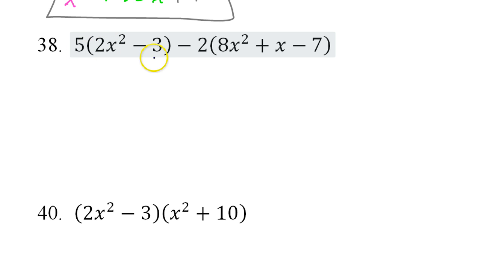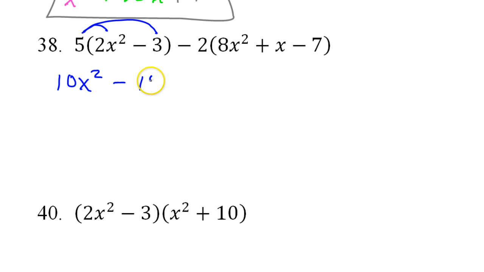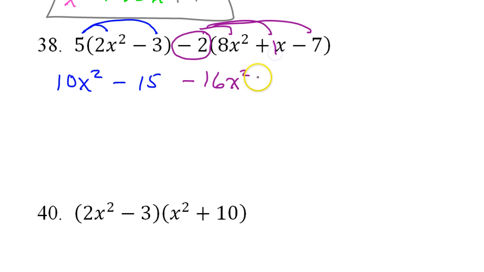When you have a number outside of parentheses, you're definitely going to want to do the distributive property. So 5 times 2 is 10, so I've got 10x squared, and then minus 15. Now when you distribute this 2, you need to look at it as a negative 2. Take the sign with it when you distribute. So that's going to be negative 16x squared, and negative 2 times 1 is negative 2, so that'll be negative 2x, and negative 2 times negative 7 is a positive 14.